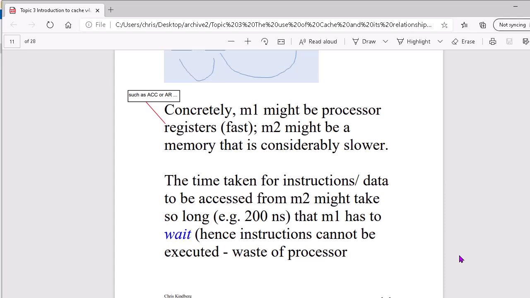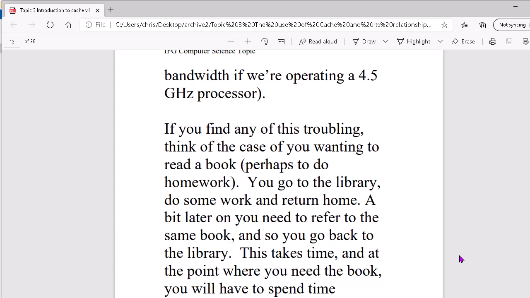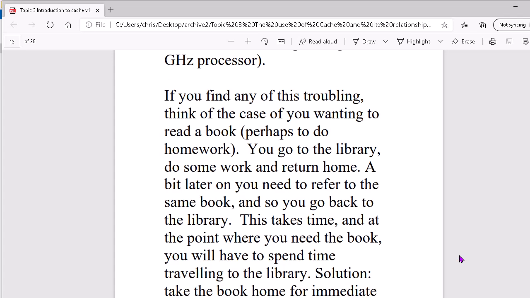There's nothing worse than making a computer wait for its next instruction. It's ridiculous. It's a waste of processor time. If you find any of this troubling, think of this slight aside, but I'm still reinforcing the idea of the benefits of acknowledging locality. Think of the case where you want to read a book because you need to understand a particular bit of science in order to do your homework. So you go to the library, do some work, and return home. And a bit later on, you need to refer to the same book because you realise that you didn't quite understand what you were reading. So you go all the way back to the library. This again takes time, and at the point where you need the book, you will have to spend time travelling to the library every time.